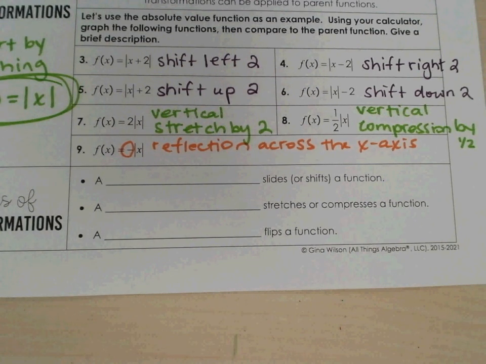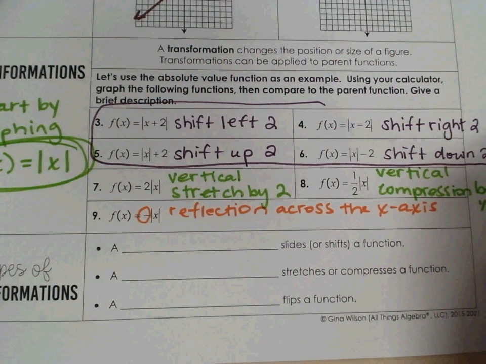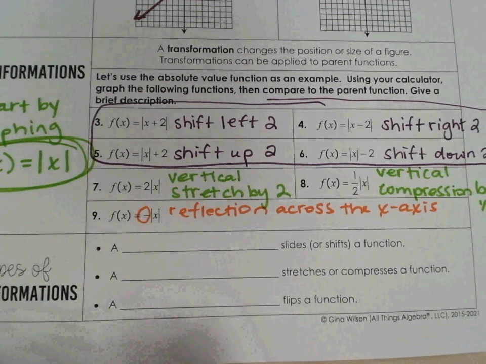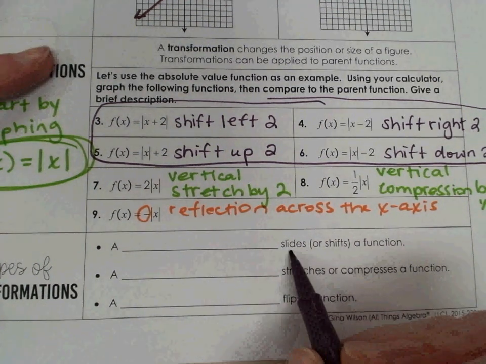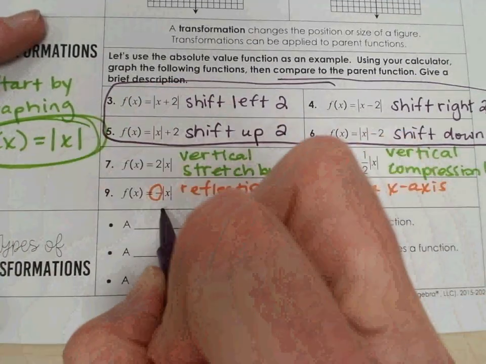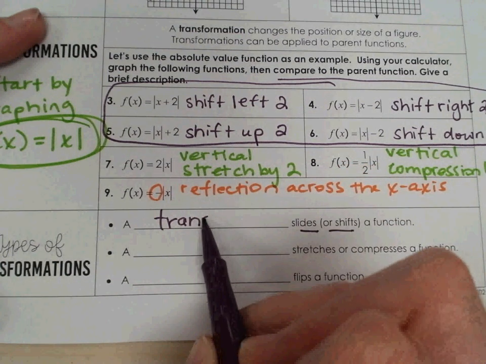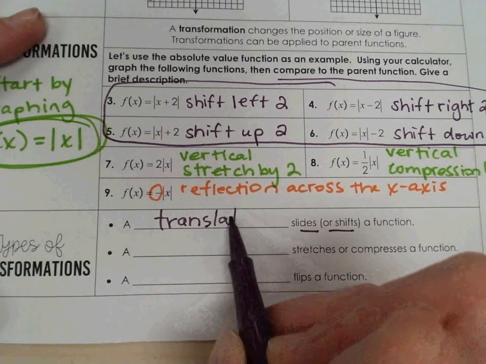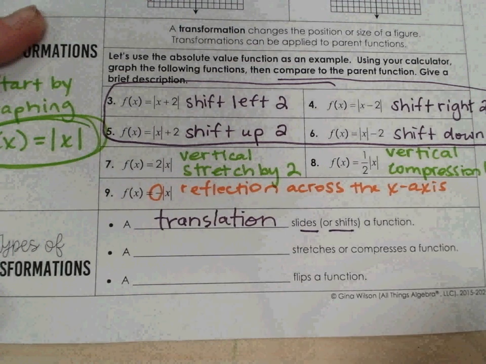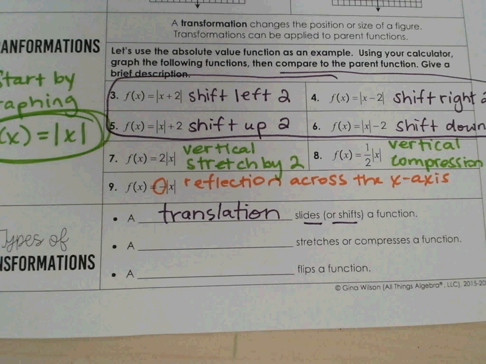You can kind of see my color scheme here. We've got 3 different types of transformations. The first type is demonstrated by these first 4 examples. These are all examples of a slide or shift. The mathy way to say that is translation. Moving left or right or up or down, those are all types of translations.